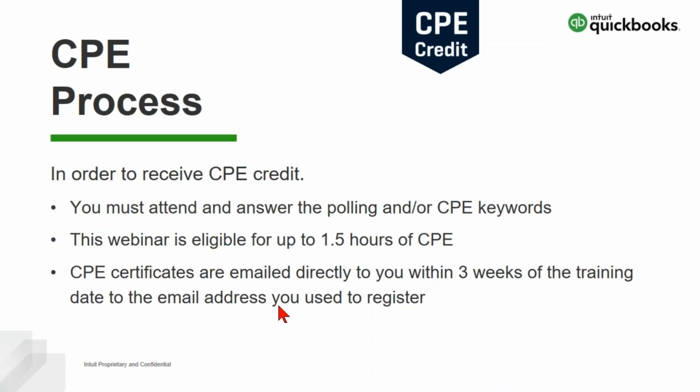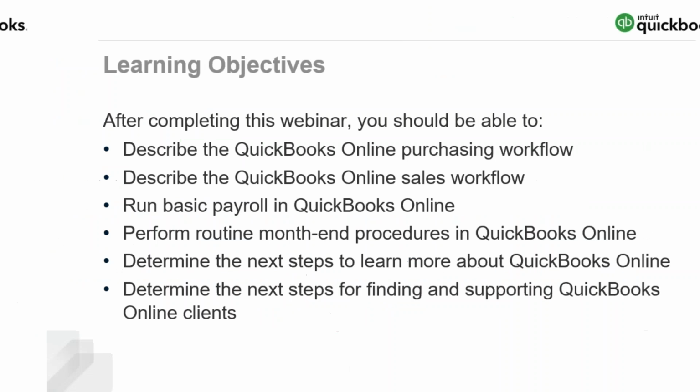Okay, so our CPE process for today is you must attend the webinar for the full time and answer the polling questions. I'm going to have 4 polling questions throughout the webinar today at various times, and you need to answer those polling questions to be eligible for up to an hour and a half of CPE. Then your CPE certificate will be emailed to you within 3 weeks after today to the same email address that you used to register. Make sure you check your spam folder if you don't see it, but mark something on your calendar to double check for 3 weeks from today.